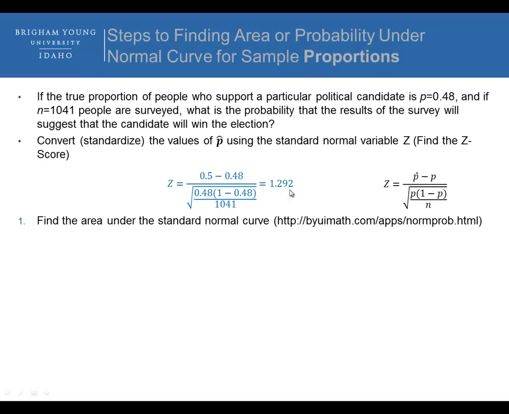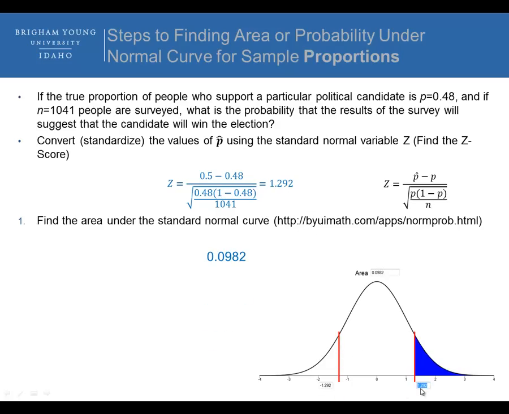So then the next thing is find the area under the curve. So we're looking for the probability that the results of the survey will suggest that the candidate will win the election. So then what we can do is we take this 1.292, we put that into our applet, and we shade to the right, because we're looking for the probability that the results of the survey will suggest the candidate will win the election. So we're looking to see if it's above 50%. And so if we do that, we get a result here in our applet, which is 0.0982.